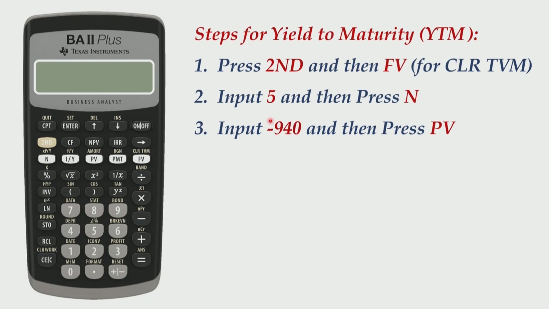Keep in mind one thing, this 940 is the current market price of the bond. If you input the intrinsic value of the bond, then the computed I/Y value will indicate the required rate of return. We don't want that because we already know it. We want to arrive at the YTM, and for computing YTM, you need to connect the future cash flows with the current market price of the bond. So it is -940 that you should input as present value. So input -940 and then press PV.